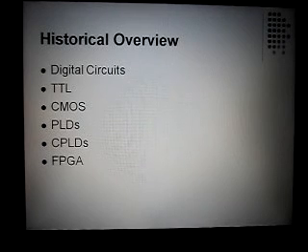Talking about historical overview, I will not tell you headings in this introduction, just will go through them step by step, and the purpose is to tell you simply how it evolved.